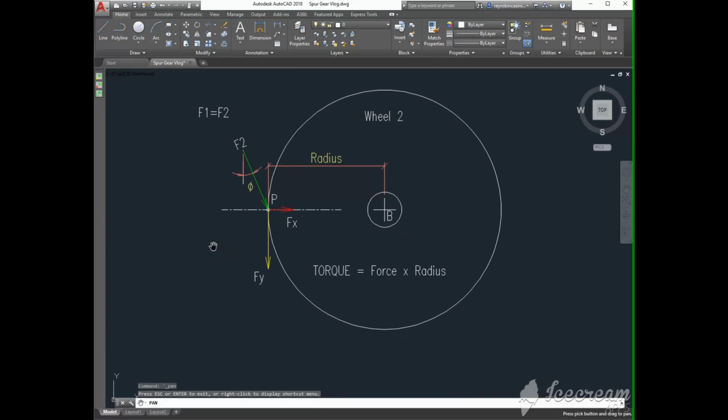The x and y components of force F2 are Fx and Fy respectively. Fx doesn't do anything useful to wheel 2 because its direction intersects the shaft of wheel 2. We say that the torque done by Fx is equal to 0. The y component Fy, however, is the only force that rotates the wheel 2 and its magnitude is equal to F2 times the cosine of the angle at which F2 is introduced, in this case the angle theta.